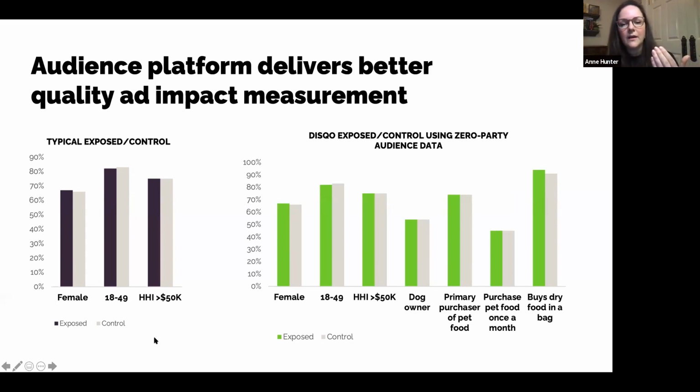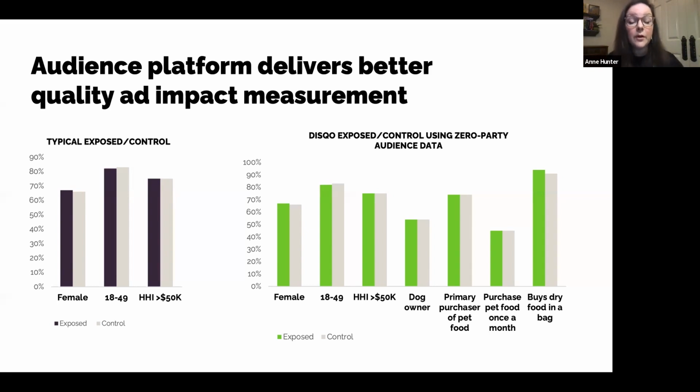You get the age, gender, income, but let's say you were trying to sell something to pet owners, pet food, for example. You could see, are these people even dog owners? Can we match test and control on that? Can we match the exposed and the control on whether they're the primary purchaser? Let's match them on whether they buy it frequently or infrequently. They buy it once a month. What kind do they buy? We call this prior brand propensity, so that your exposed and control groups, as you go and do measurement and do lift, are truly the same.